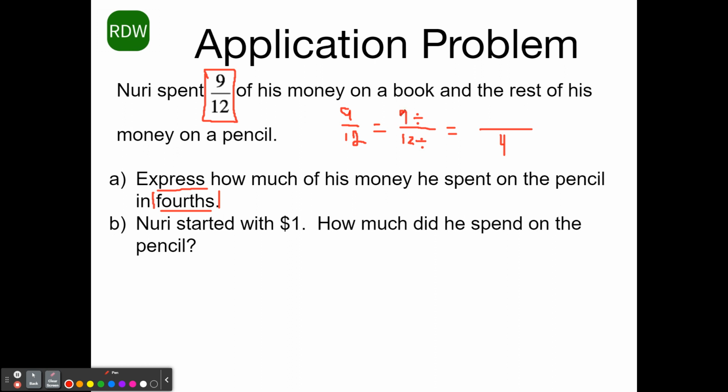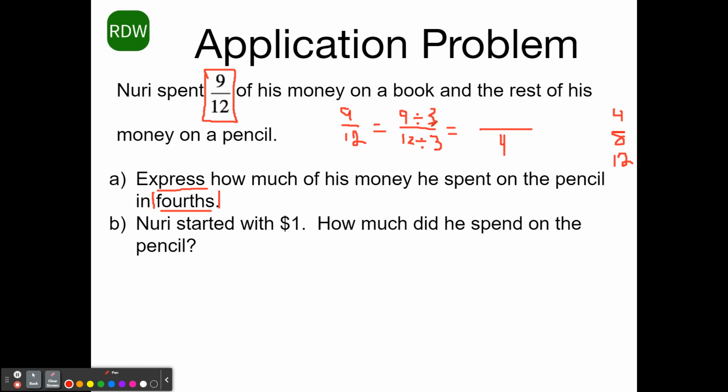Now, what can I divide 12 by to get to 4? Let's see if I can skip count by 4 to get to 12. 4, 8, 12. I can. That means 4 is a factor of 12. 4 times 3 equals 12, which means 12 divided by 3 equals 4. Perfect. Whatever I do to the bottom, I have to do to the top.